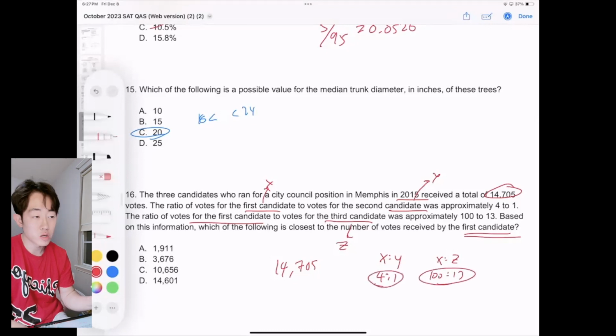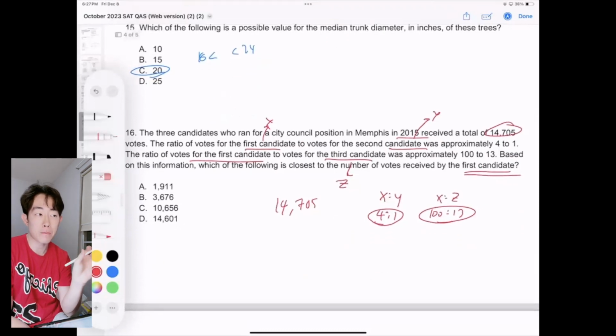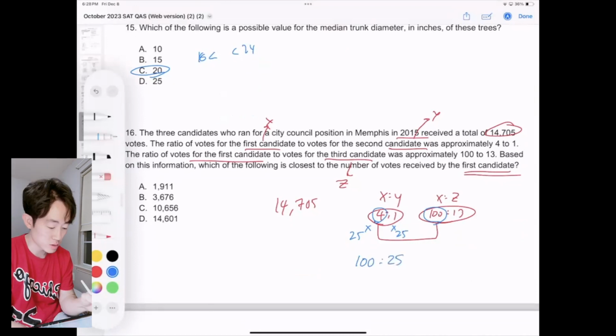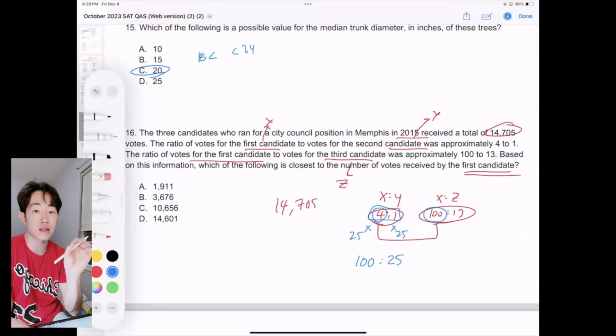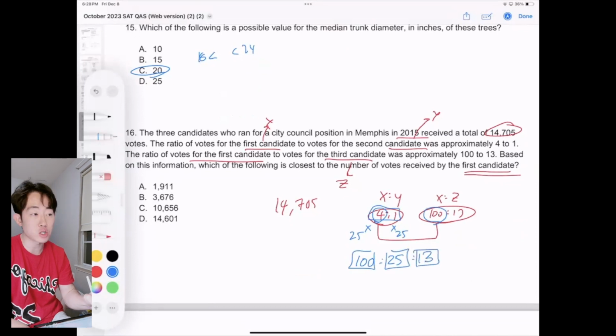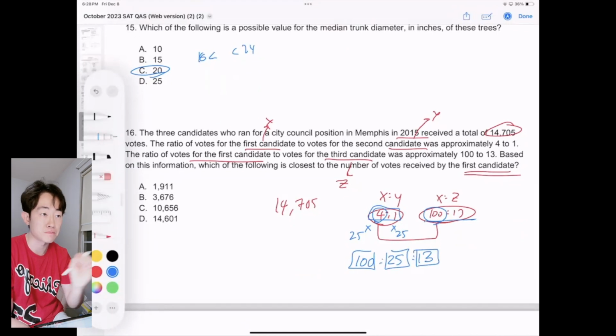I have 4 to 1 and 100 to 13. I can't really compare these because the X's are different. But there is a way for me to change the 4 so that I can get up to 100. Let's multiply both of these by 25. So if X receives 100 votes, Y will receive 25 votes if the ratio was to still be intact with the 4 to 1 ratio. Now, if X was 100, Y was 25, but that also gives you the same ratio for Z, because when X is 100, Z is also at the same time 13. And so this is the ratio.